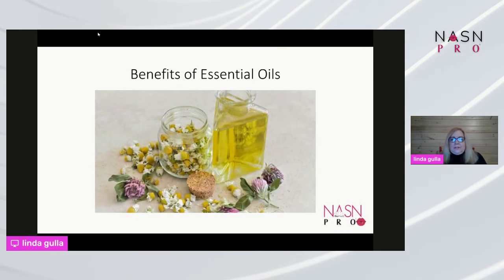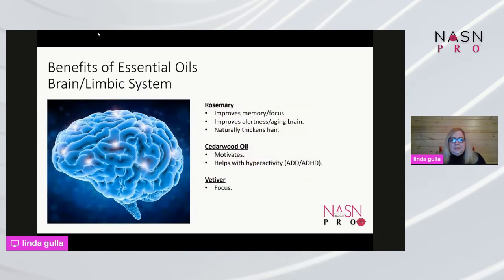So what are the benefits of essential oils? Let's start with the brain and the limbic system. Essential oils such as rosemary improves memory and focus. It also improves alertness and the aging brain. It also naturally thickens hair.